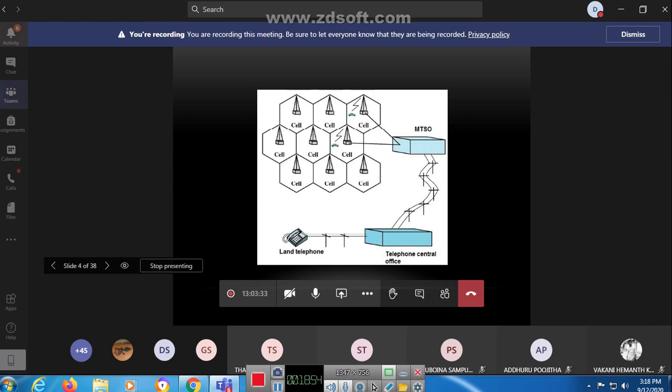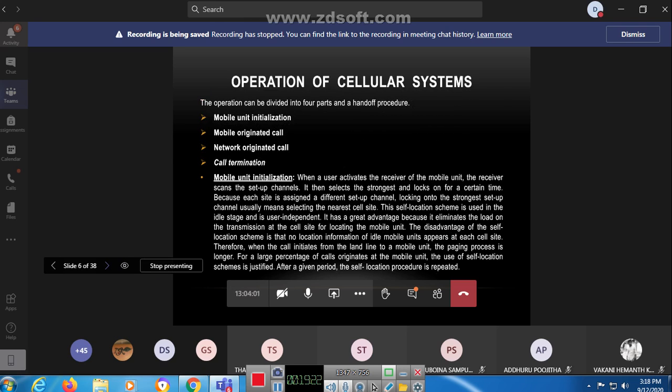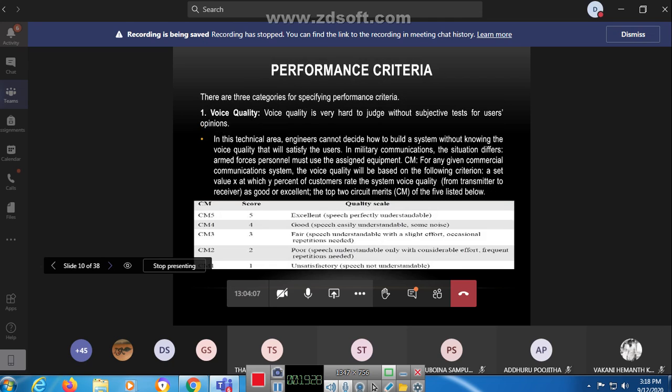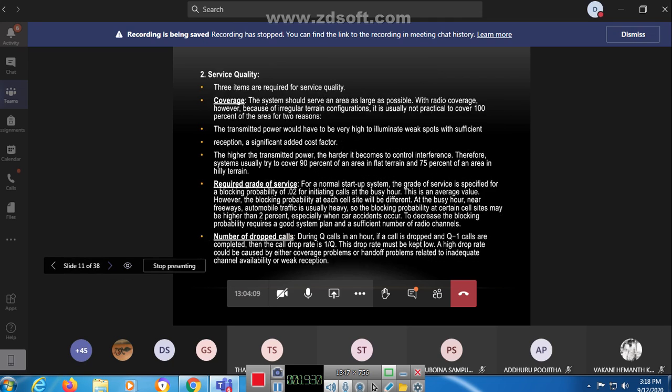Otherwise, if the central office and switching center are not there and only the base station is there, it receives the signals, but how can the base station transfer them to the mobile switching office? So there are some difficulties. If there is no switching office at the nearest place, at that time the service quality will be disturbed. Clear, ma'am? See, so that is the coverage.